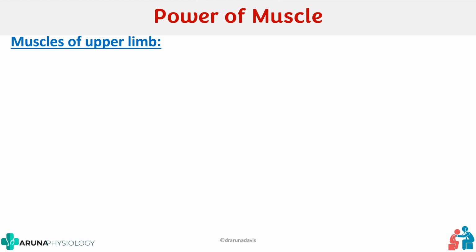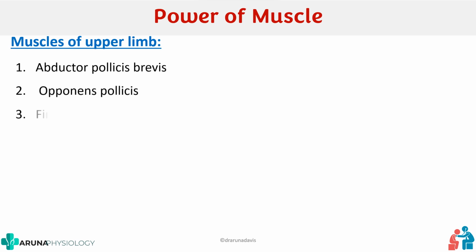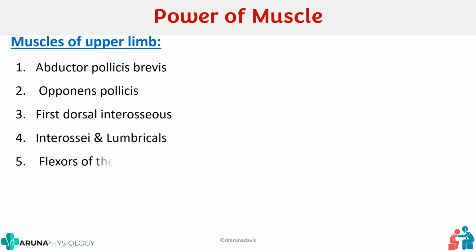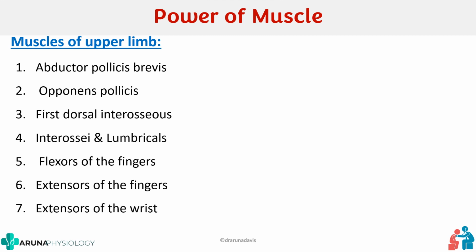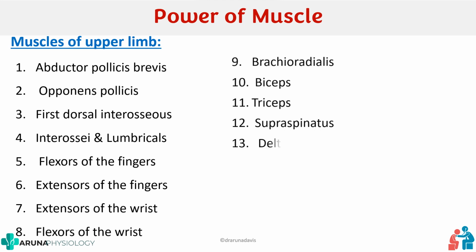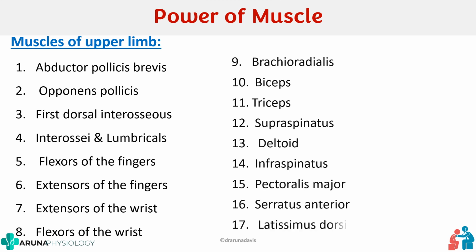So far we've seen abductor pollicis brevis, opponens pollicis, first dorsal interossei, interossei and lumbricals, flexors of fingers, extensors of fingers, extensors of wrist, flexors of wrist. And then we went on to the forearm, brachioradialis, biceps, triceps, supraspinatus, deltoid, infraspinatus, pectoralis major, serratus anterior, and latissimus dorsi. So remember, in upper limb, we have to examine at least 17 groups of muscles and then finish it off.